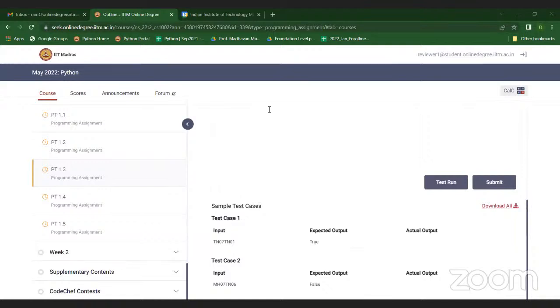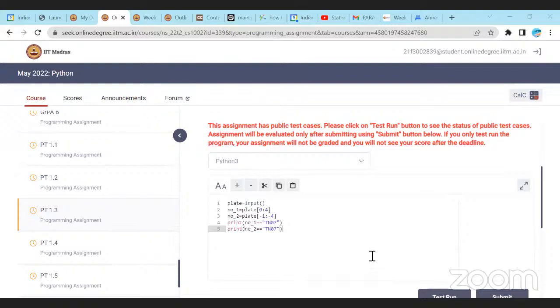Okay, can you share a screen? The person who's getting the error, can you share a screen? We are waiting for dinner. Others, mute yourself, please.